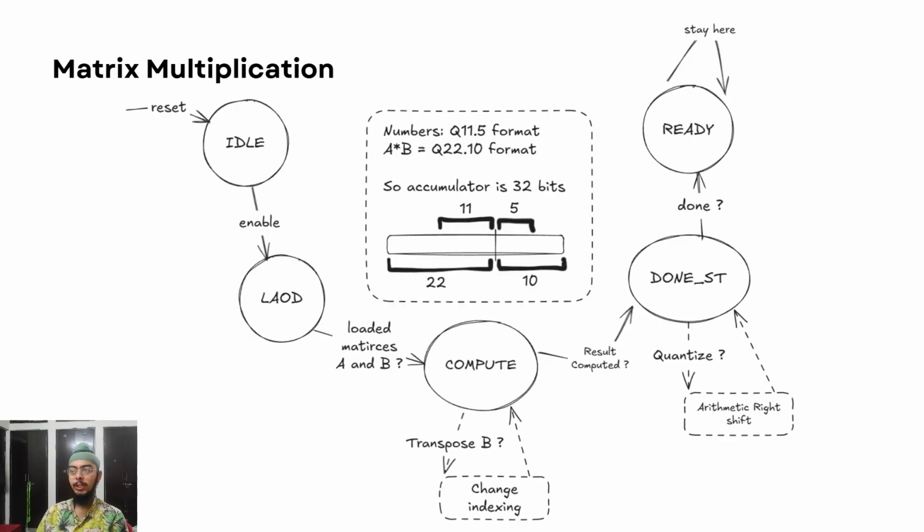So once we multiply two Q11.5 format numbers, we get a Q22.10 format number. So our accumulator is 32 bits, 22 plus 10. And we truncate the first 11 bits and the last 5 bits to get an 11.5 result. And we have ensured that the first 11 and the last 5 bits are not that significant, as the DCT coefficients which we get are in a range of minus 1024 to plus 1024. So that comes well within the range of 11.5.